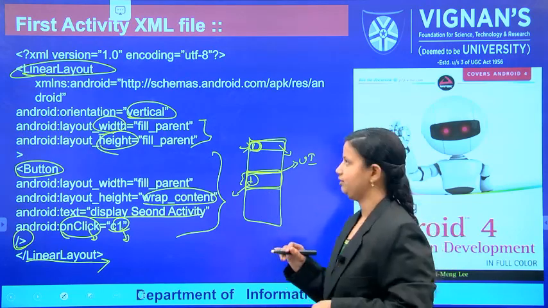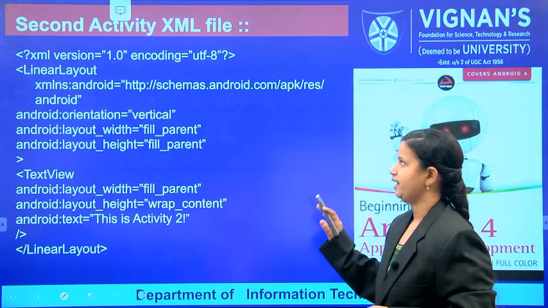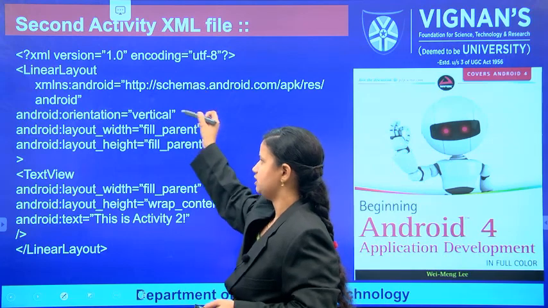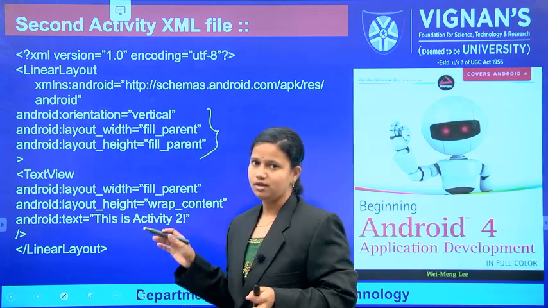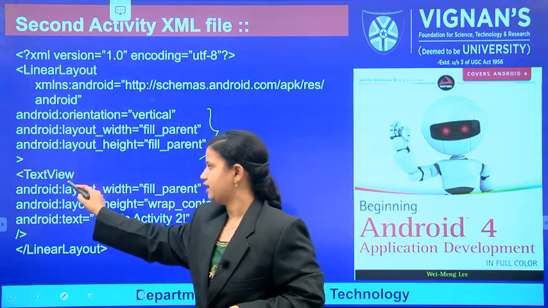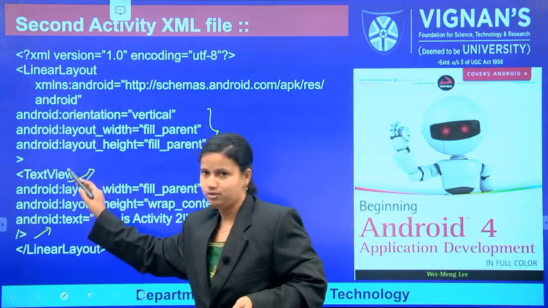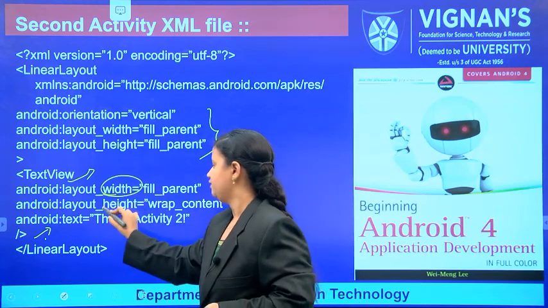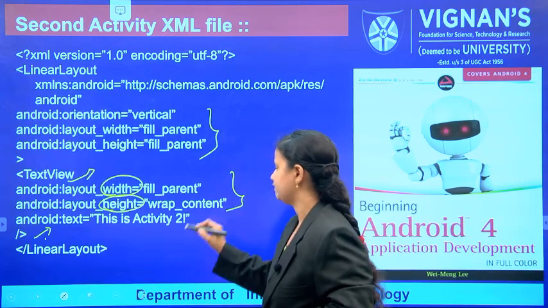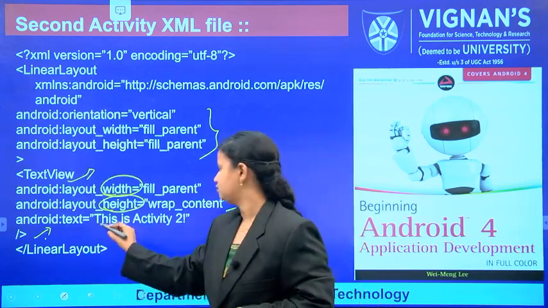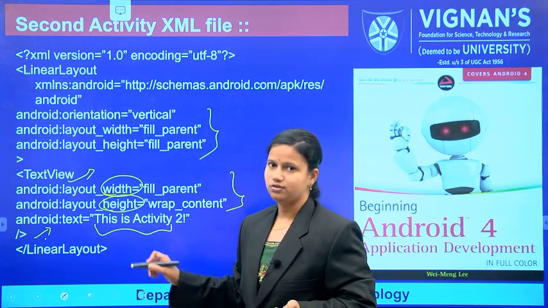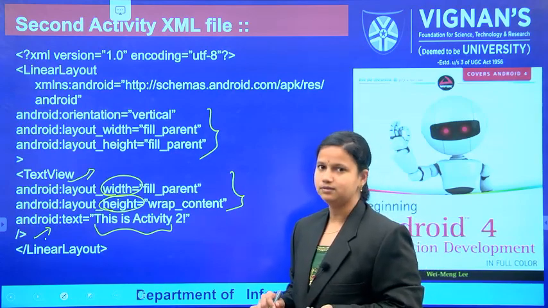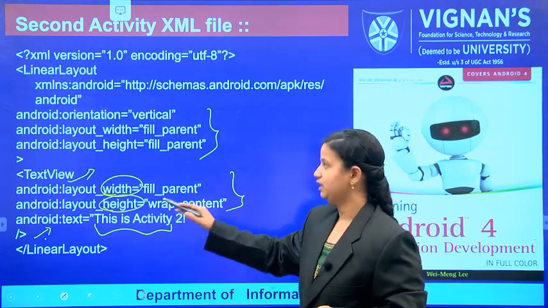So what is activity 2? Activity 2 contains only a simple message display. Here also we are using a linear layout, the XML version and the properties of the linear layout. All are the same, but the main thing here is that we have a text view, which is opened and closed. In between, we have to mention the properties width and height. What is the text view width and what is the text view height, and along with that, what message we want to display in the text view box. The message is: this is activity 2, to be displayed in this place, and then the linear layout is closed.